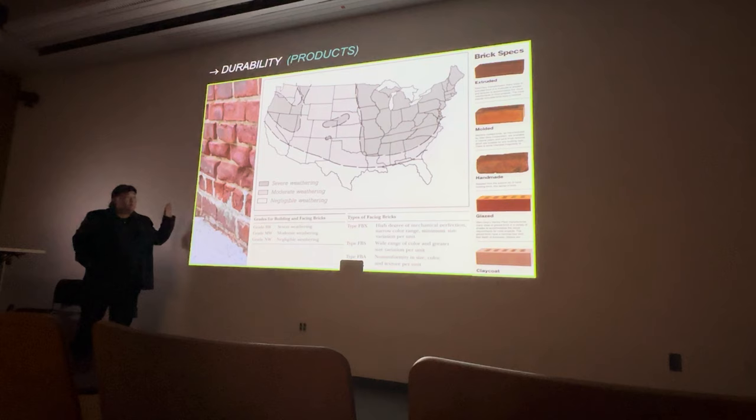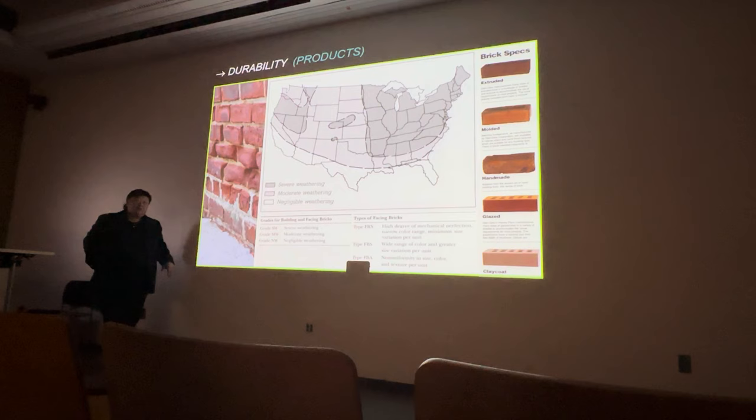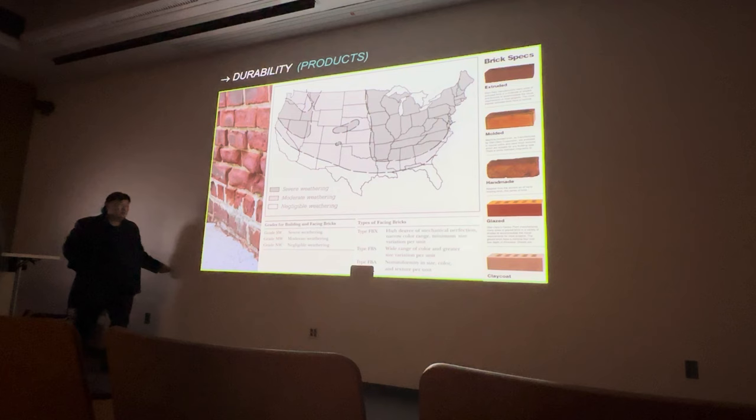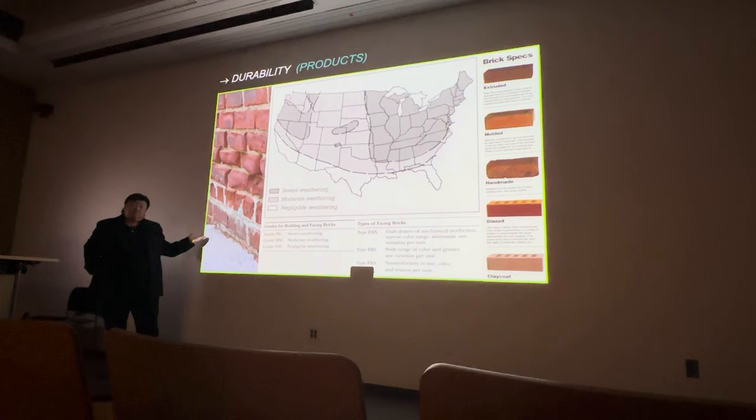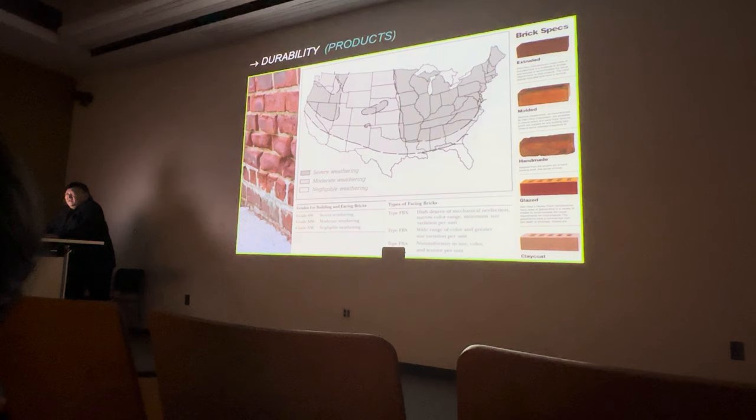Now with the middle, the Midwest of America, you can use the moderate weathering, MW. In the southern part of the United States, like Florida, for example, you really don't need it because they don't have too much weather problem. And the type of your brick facing also comes with different grades.